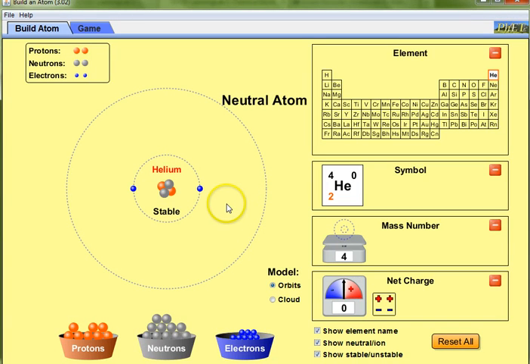Okay, if you remove one electron, obviously you get an unstable species, which is the helium ion. You remove another electron, you get an alpha particle.